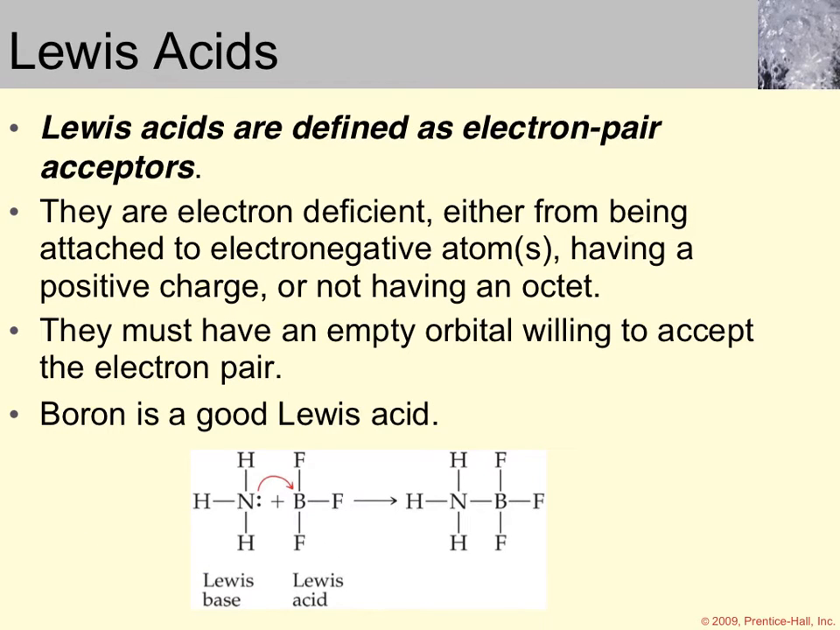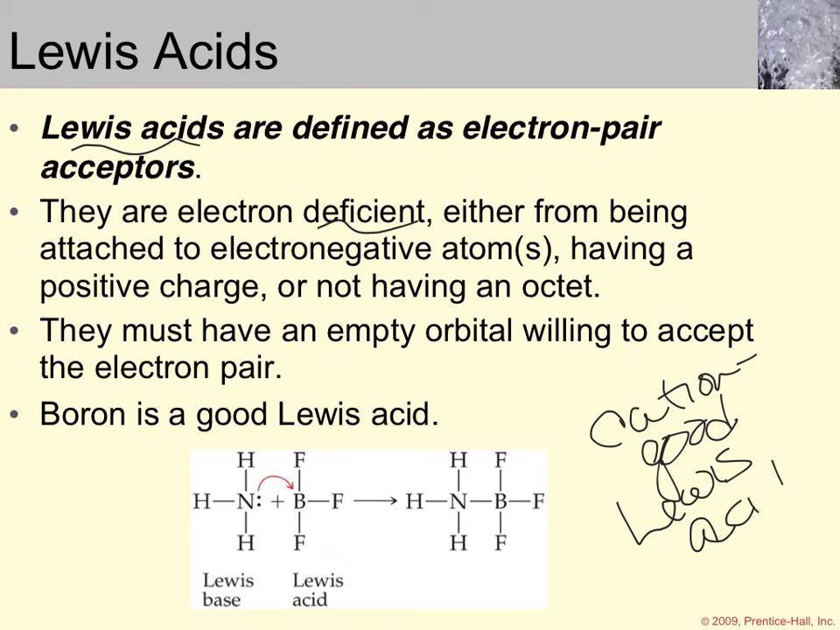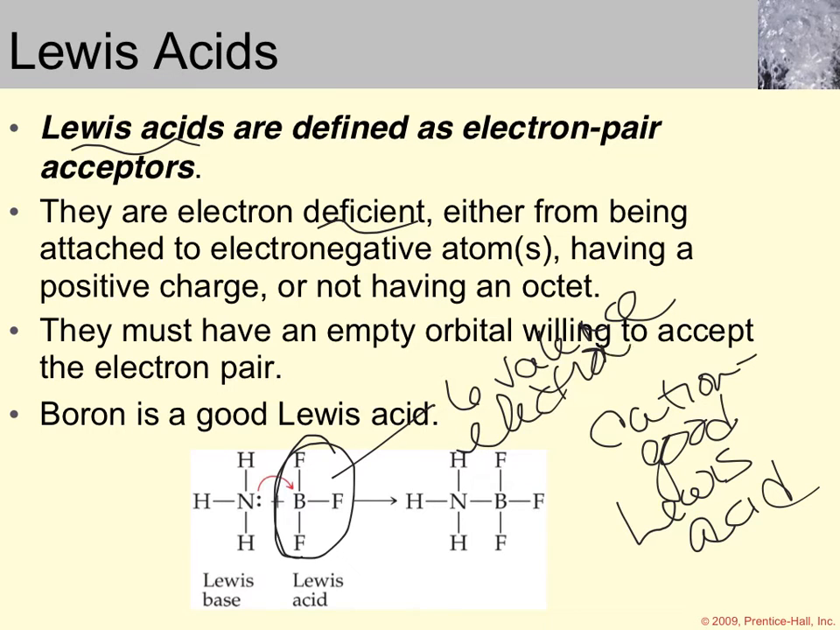So what makes a substance a Lewis acid? First of all, it's got to be electron deficient. How can you tell by looking at something that it's electron deficient? Well, obviously, if it's a cation, it's a good Lewis acid. It's clearly electron deficient, and it will clearly accept an electron pair. But there are some Lewis acids that aren't as obvious. Take boron trifluoride, for example. It doesn't have a positive charge, but it only has 6 valence electrons, so it does have an empty orbital that can be filled. So boron trifluoride is an example of a good Lewis acid.